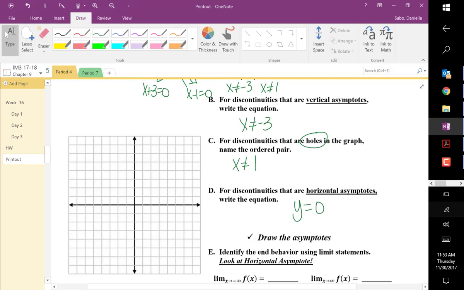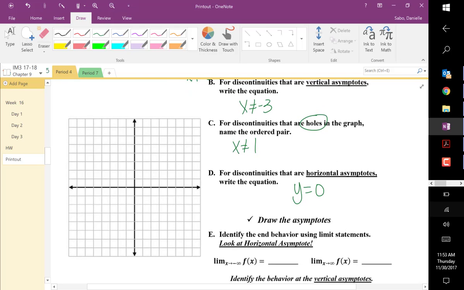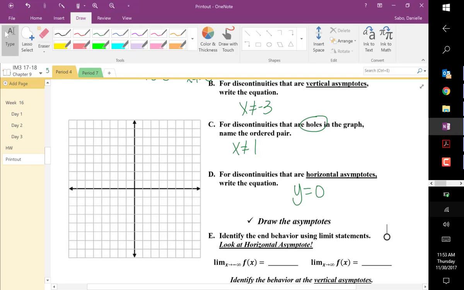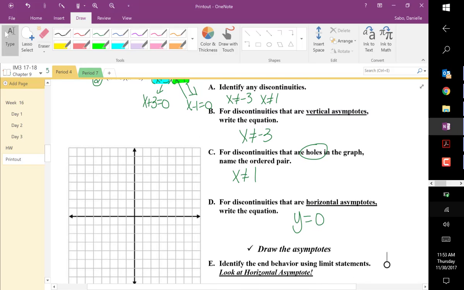Okay, all I want to do then is draw. Oop, my computer's dying. Let's draw the asymptotes. So here we go. I have a couple here. I'm going to do this color here. I have a vertical asymptote at negative 3, so 1, 2, 3. There we go. I have a hole at 1.